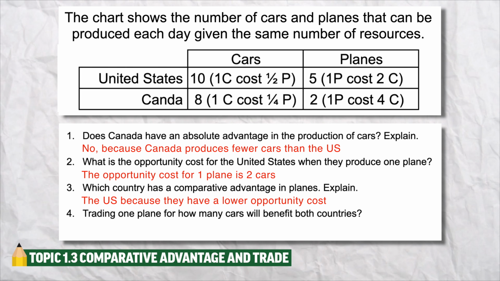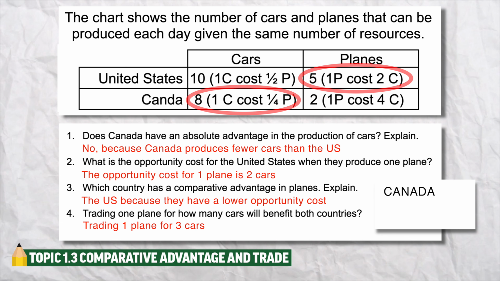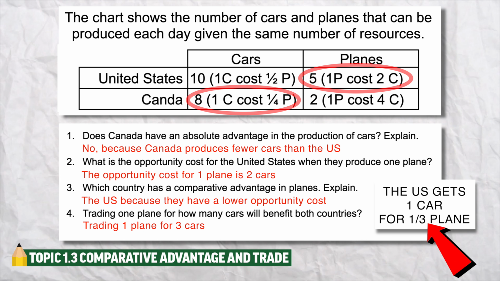So to answer question 4, trading 1 plane for 3 cars would be mutually beneficial. It would benefit both countries. Because Canada can get a plane by only giving up 3 cars instead of 4, and the United States can get a car by giving up only 1/3 of a plane instead of giving up 1/2.